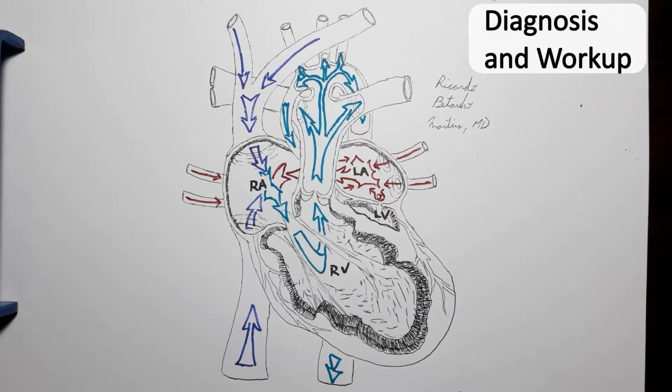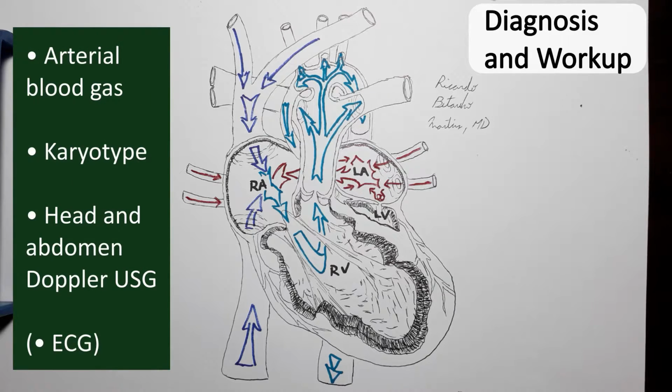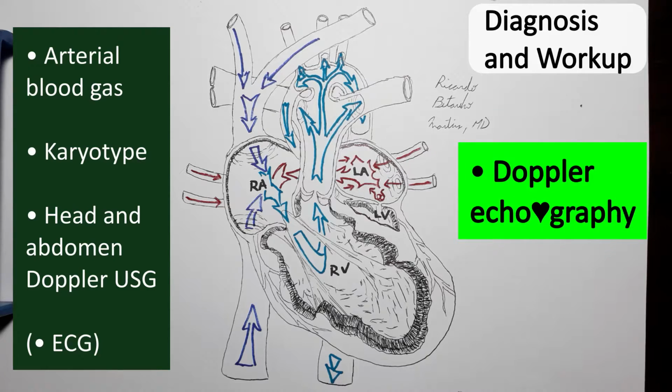Once the neonate is born, it's important to collect arterial blood gas to verify and correct the presence of a metabolic acidosis. However, the diagnosis will most likely be made by the gold standard Doppler echocardiography, which will show with quite some ease the left ventricular and ascending aorta alterations. A karyotype is also indicated to search for chromosomal abnormalities, which are sometimes associated, as well as a Doppler ultrasound of the head and the abdomen to exclude associated malformations.